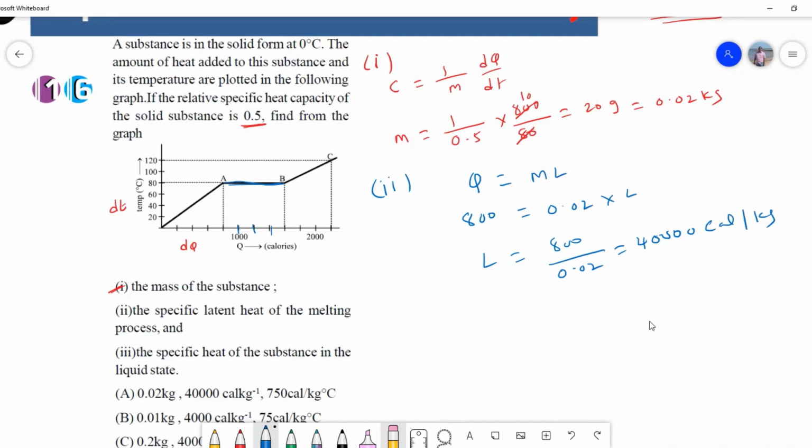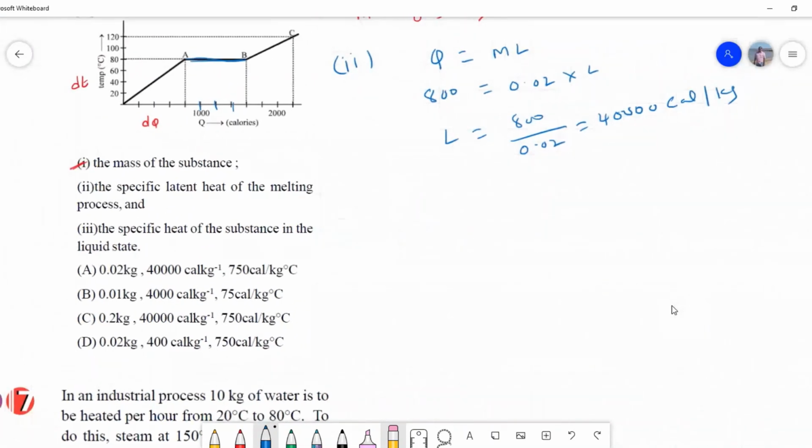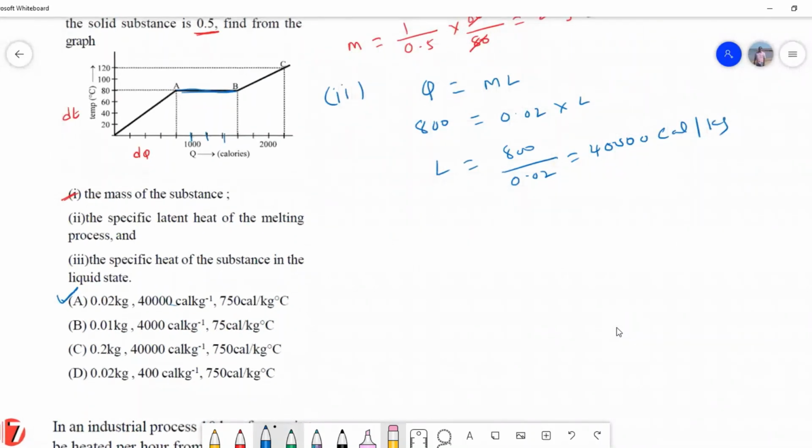If you look at the options, 0.02 kg and 40,000, so A has to be the answer. Without solving the third part, you can still keep the answer, because two answers are correct. So this has to be the last answer, the specific heat of the substance. Let's find that out also.